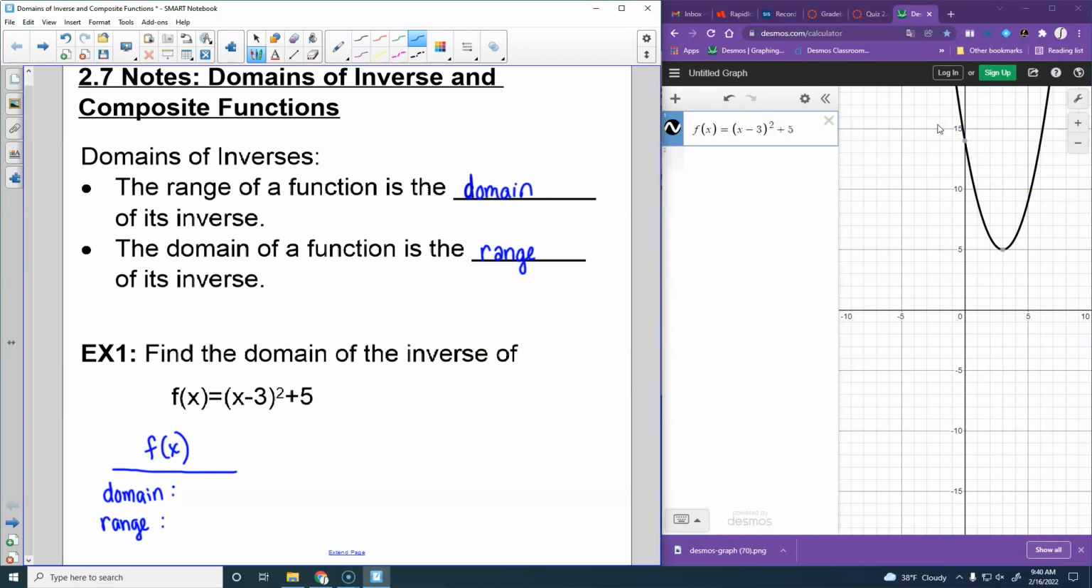Let's see, Hallie, what is the domain of that quadratic going to be? Very good. It's going to be negative infinity to positive infinity. Because I can plug any number in. These are going to go out in that direction forever. Grace, what about my range for that function?